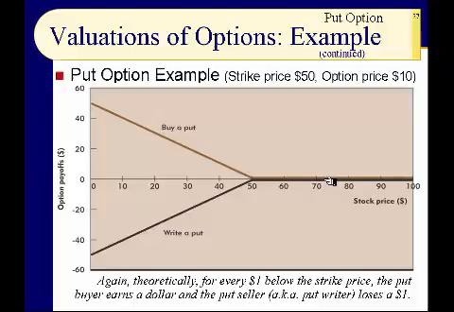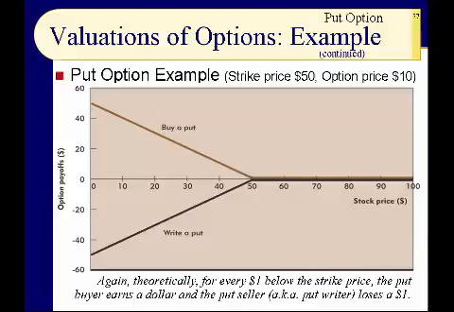If the market price is above the strike price, then it's worthless because it doesn't make any sense for you to sell something at a lower price than the market is currently offering. That doesn't make any sense. So theoretically, again, for every $1 below the strike price, the put buyer earns $1, and the put seller, the put writer, the put maker loses $1.